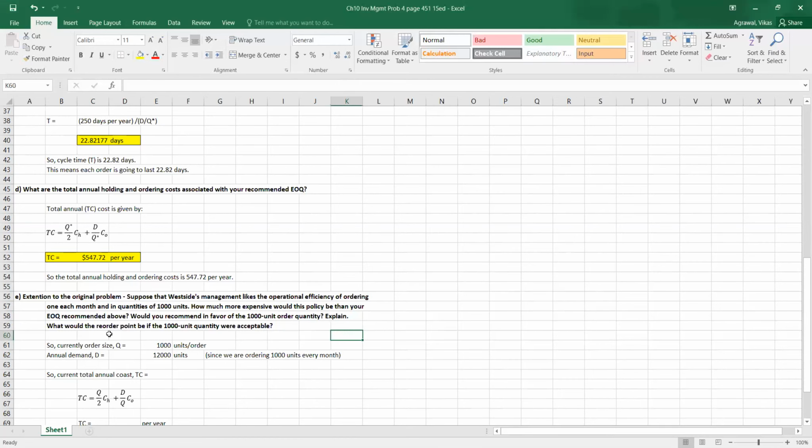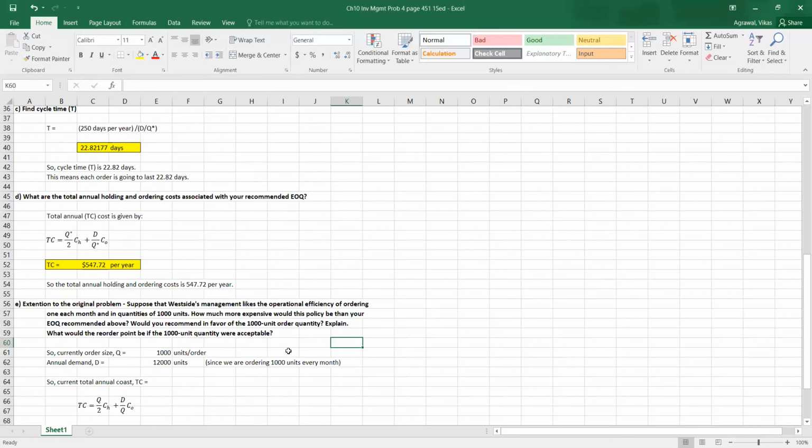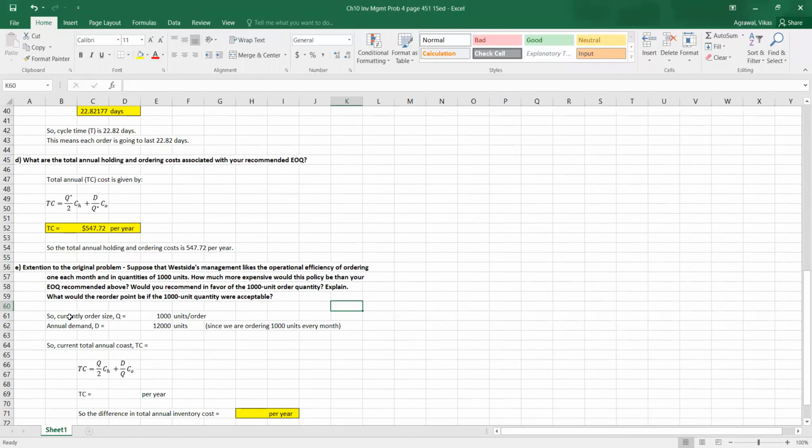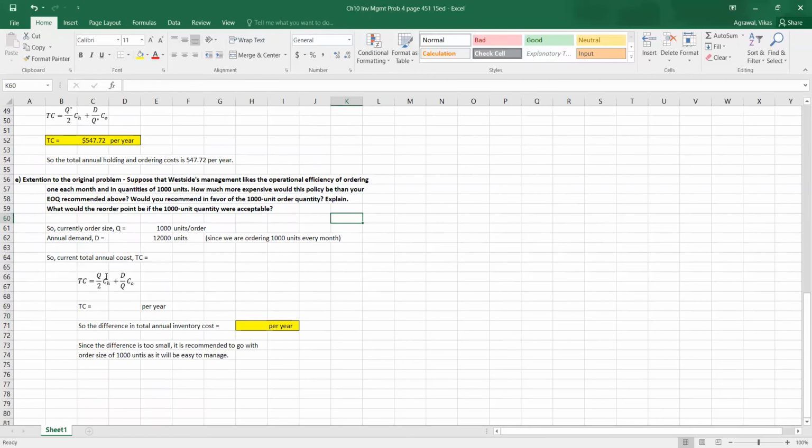What would the order point be if 1000 unit quantity were acceptable? Okay, so the current order size, which is Q, is 1000 units per order. That's what we want to do. So our annual demand is going to be simply 1000 times 12, because we have 12 months. That's going to give us 12,000 units per year. So that's annual demand. We know the total annual inventory cost formula here. It's the same formula as we used here. Something's going to change. We know that Q is going to change and D is going to change. The rest is going to be the same.